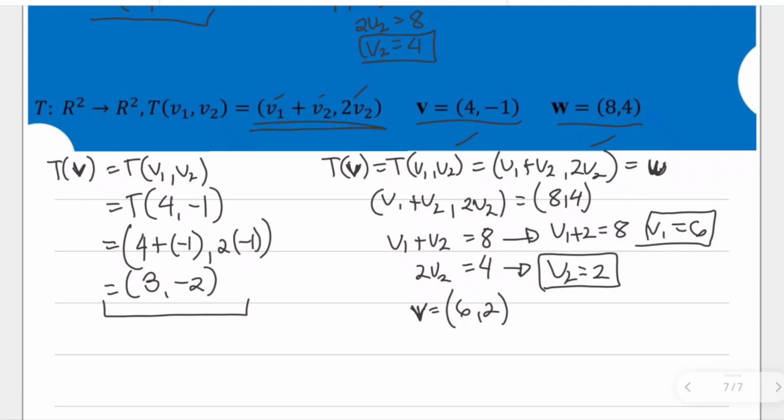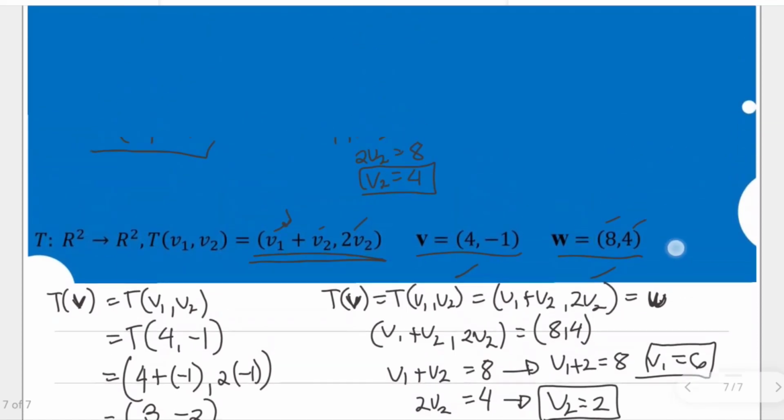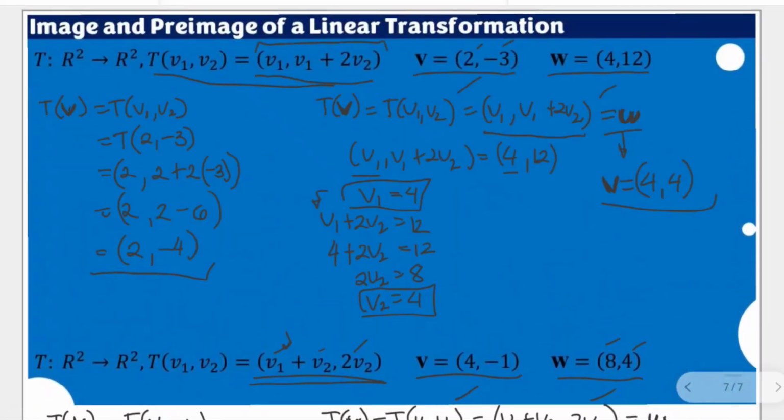Of course, if you would like to make sure that your answer is correct or not, especially in the preimages, you can substitute that here. So we have 6 plus 2, that's 8. And you have twice 2 is 4. That means your preimage is correct. Same thing with this here. The preimage is 4, 4, right? So substituting that here, 4 plus twice 4, 4 plus 8, 12 as well. That means your answer is correct. This is how we solve the preimage and image of a linear transformation.